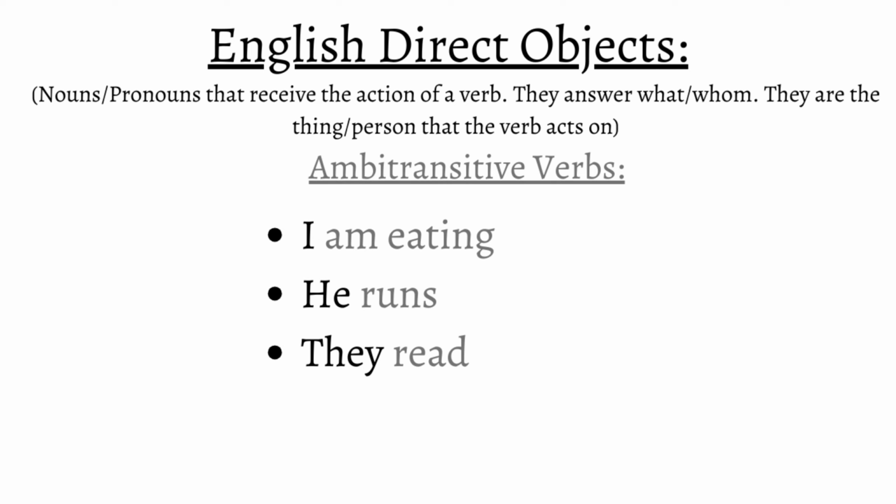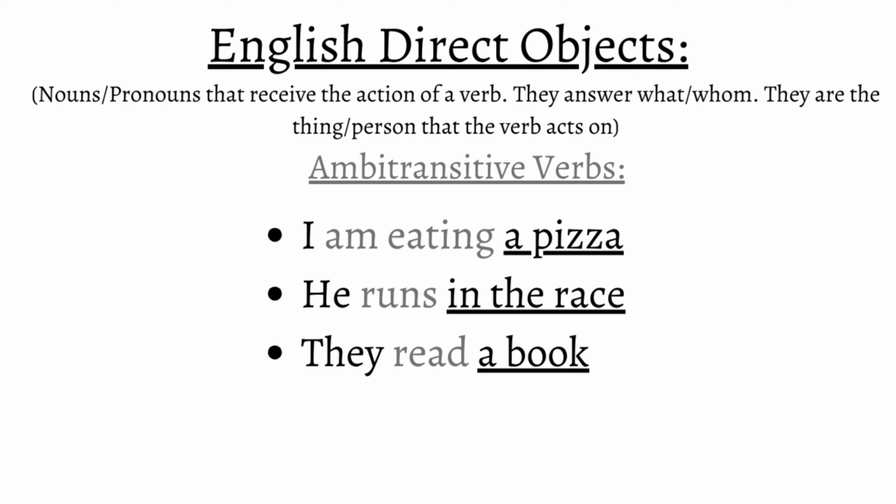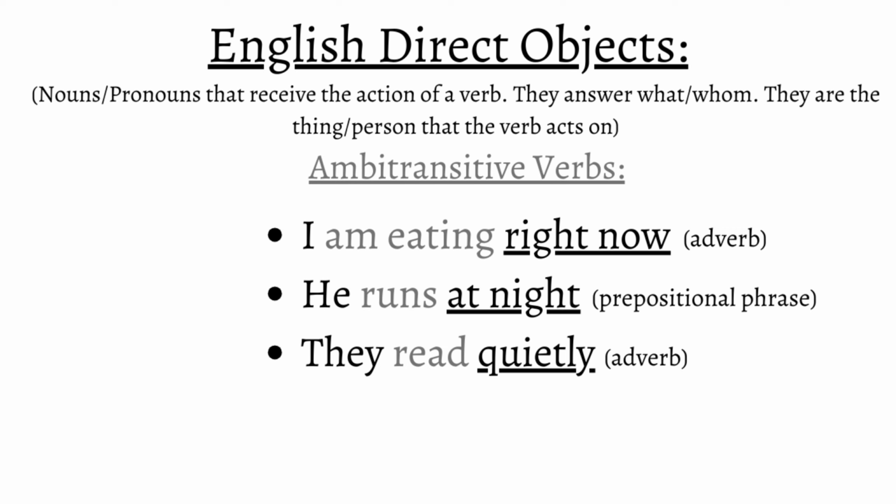These sentences make sense because the ambitransitive verbs are logical enough on their own. But, for a better context, we can implement more words by adding direct objects like I am eating a pizza, he runs in the race, and they read a book, or other phrases like I am eating right now, he runs at night, and they read quietly.